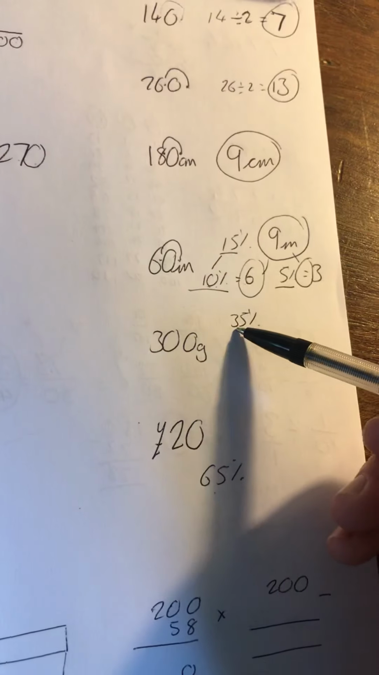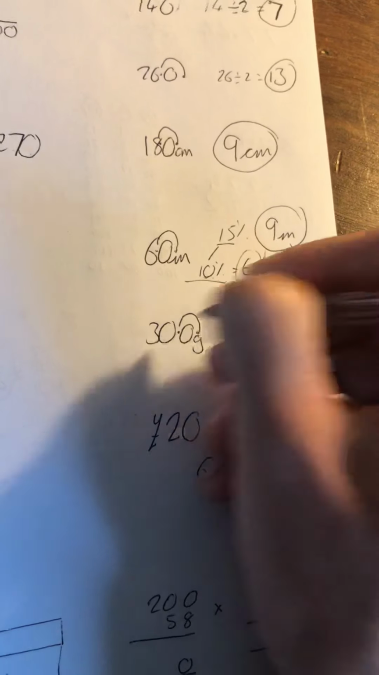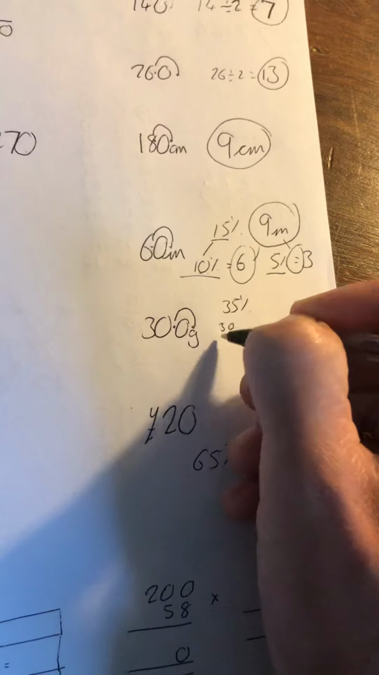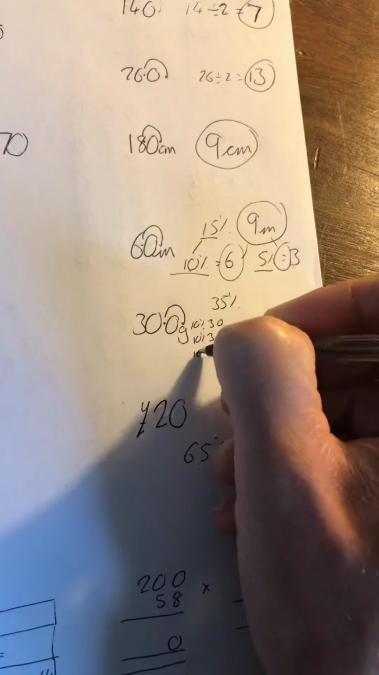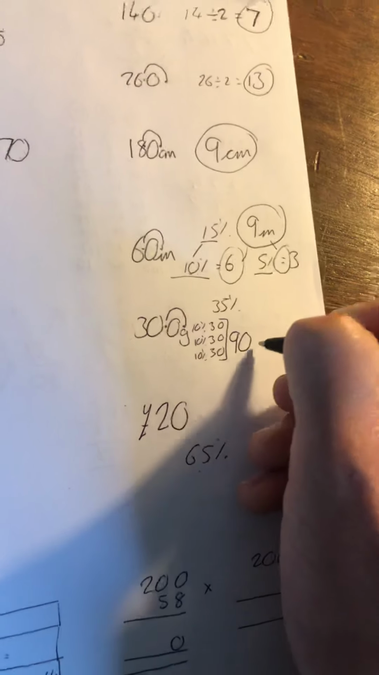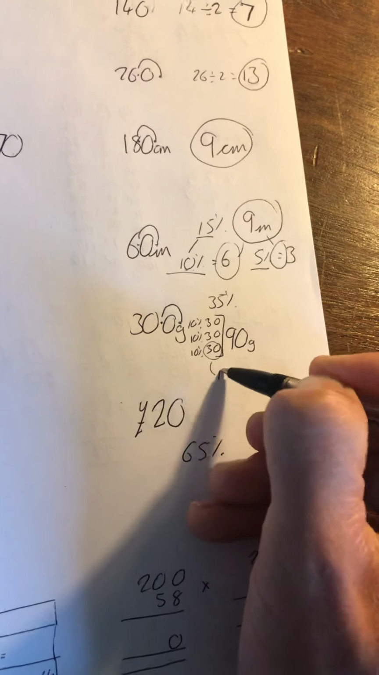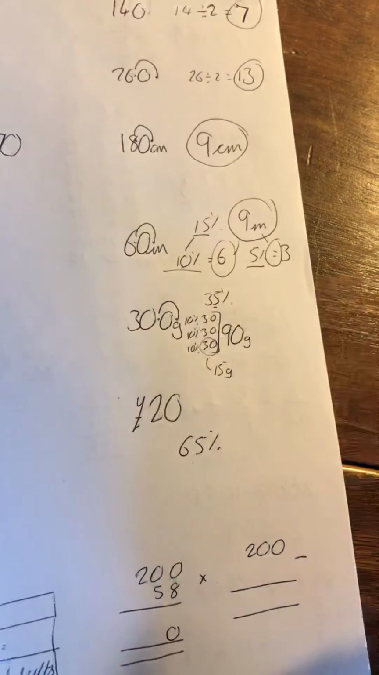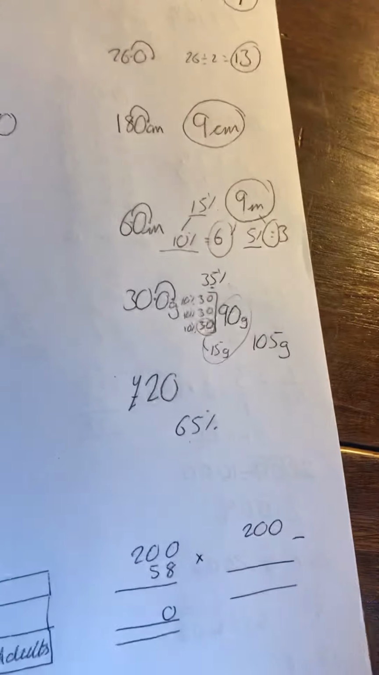Need to find 35% of 300 grams, so I'm going to do 10%, one jump left, 30. I'm going to need that 3 times, because that's 10%, 10%, 10%. So far I've got 90 grams. If I halve 10%, half of 30 is 15 grams. That'll give me the 5%. Add those together to get 105 grams.